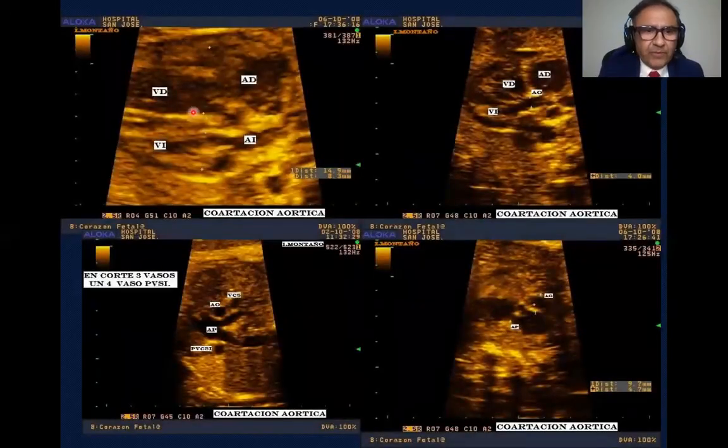Here are images in which we can observe right-sided dominance compared to the left. Here, we can see the ascending aorta with a somewhat smaller diameter. Here we can see a 3-vessel view in which we will be able to identify a 4th vessel to the left of the pulmonary artery, which would represent a persistent left superior vena cava, which has been associated with obstructive heart diseases, as in this case, an aortic coarctation. And here we can see that there is a dominant diameter of the pulmonary artery compared to the aorta.